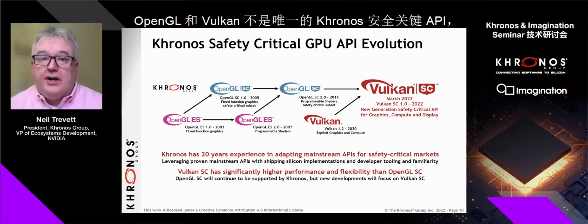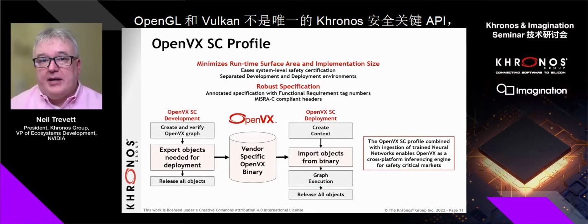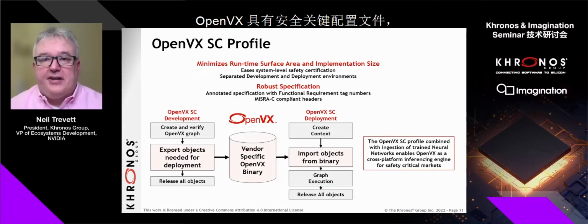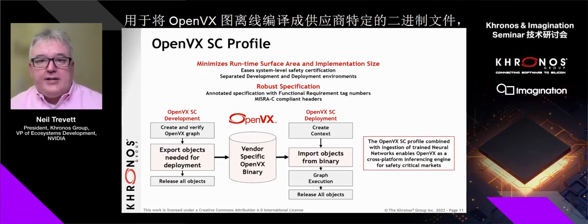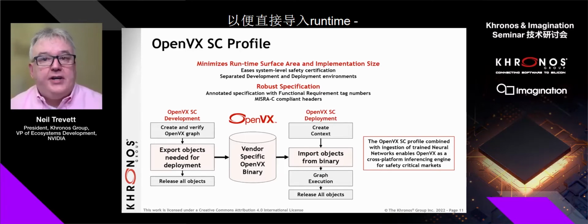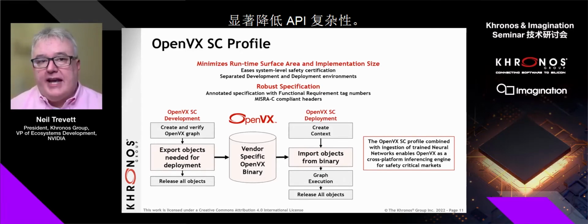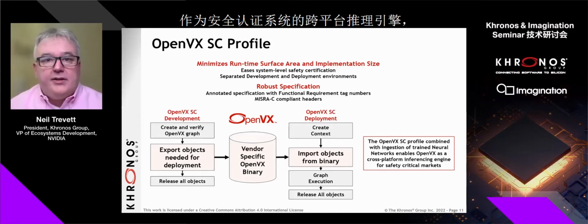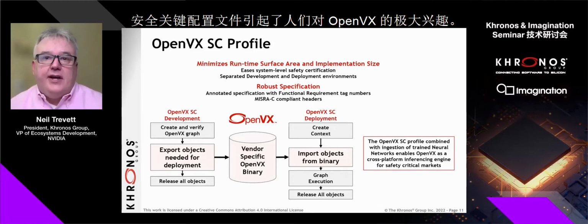OpenGL and Vulkan are not the only Khronos safety-critical APIs. OpenVX has a safety-critical profile for offline compilation of OpenVX graphs into vendor-specific binaries for direct import into the runtime, significantly reducing API complexity. The safety-critical profile is generating significant interest in OpenVX as a cross-platform inferencing engine for safety-certified systems.